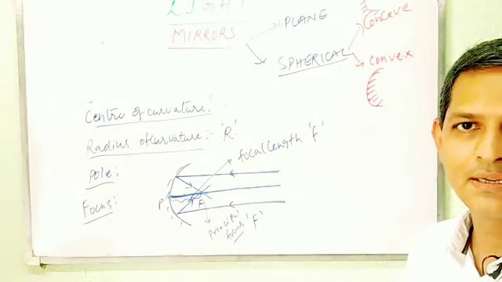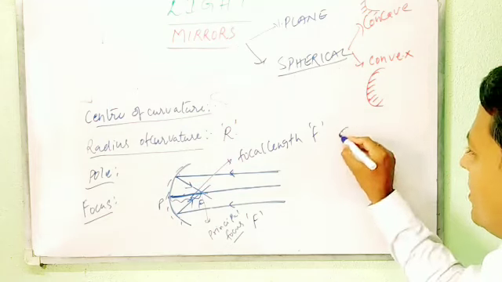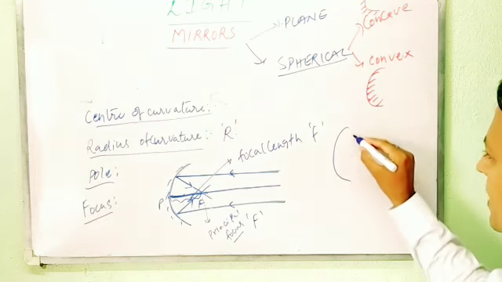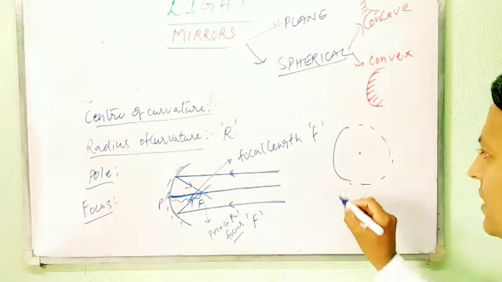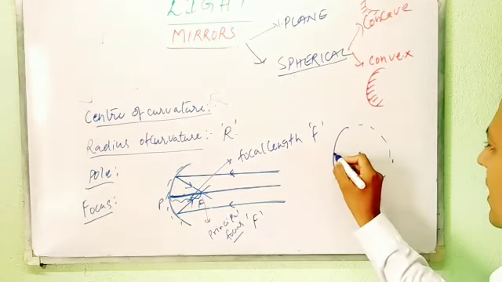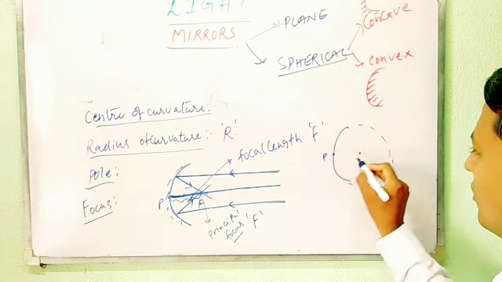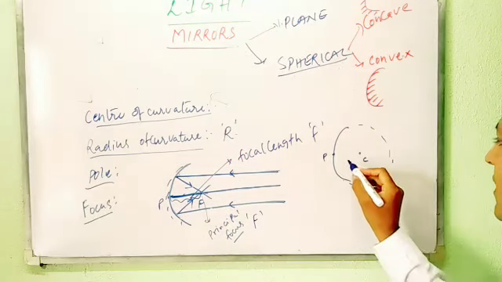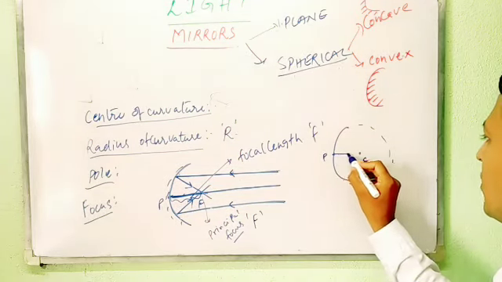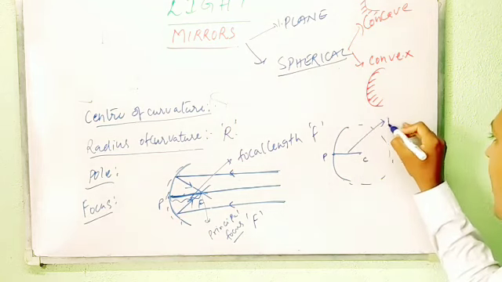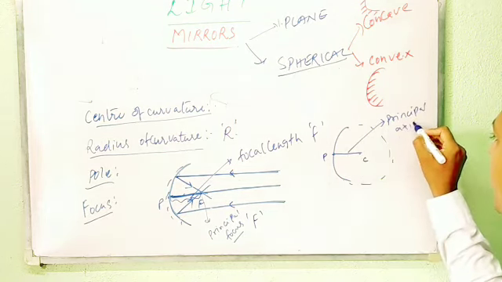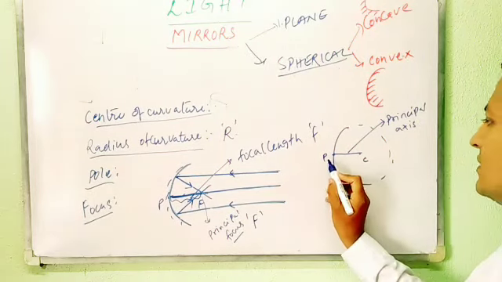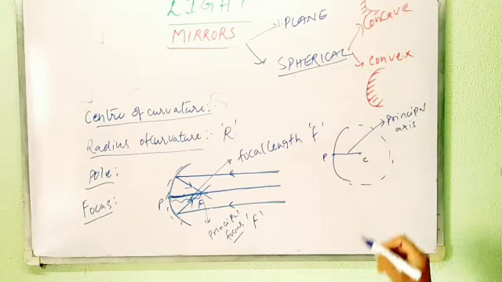that's a distance. Now we have observed that this is part of a sphere, and that sphere has a center which is called the center of the sphere, and this mirror has a center that is called the pole. And if there is a straight line joining this pole and center, this is called the principal axis. This is an imaginary line which is joining pole and center of curvature.